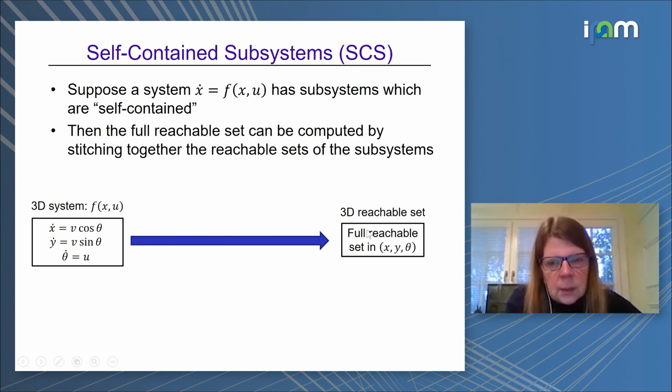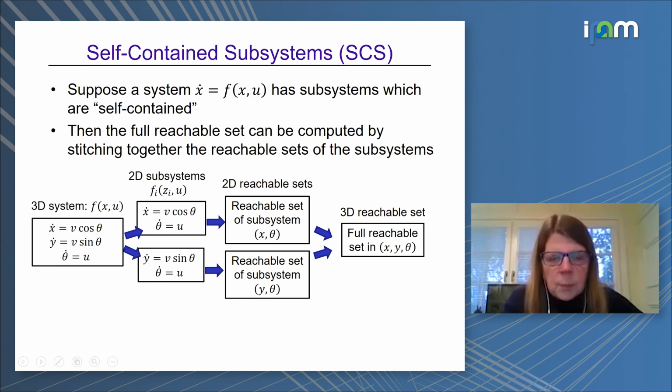So you could go ahead and, as I said, just compute the 3D reachable set directly. Or you could break it down into two-dimensional subsystems. So one subsystem involves x and theta. The other involves y and theta. And you can see, first of all, that there's an overlap in variables. Both subsystems contain the theta dot variable.